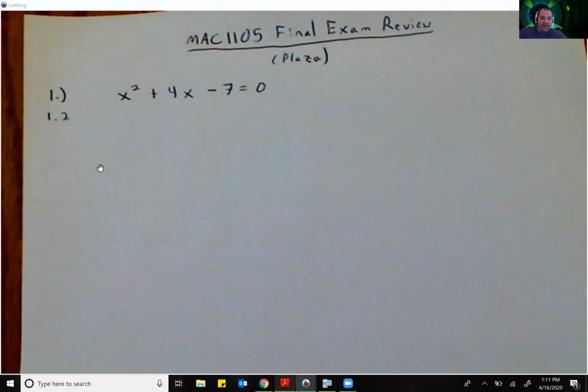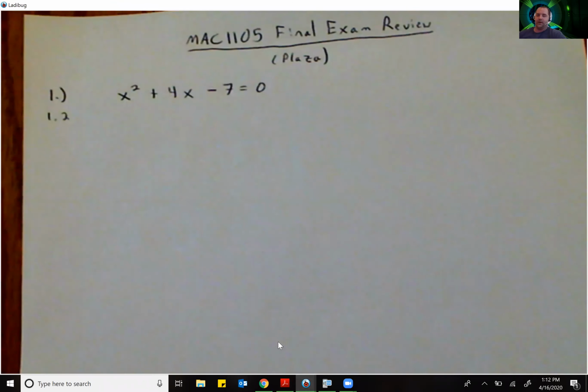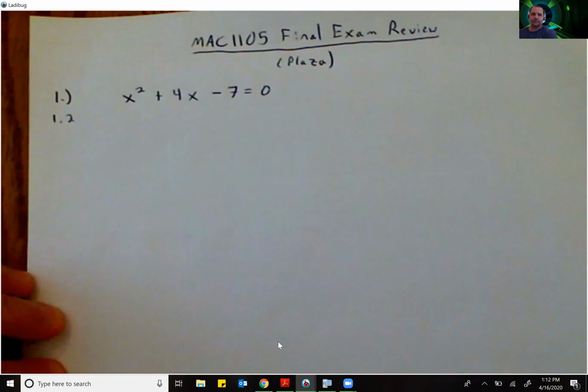So here's that number that we were talking about, number 1. So x squared plus 4x minus 7 equals 0. They want us to complete the square. And from there, as I said, there is no way that we would know whether you did it one way or another. So complete the square.